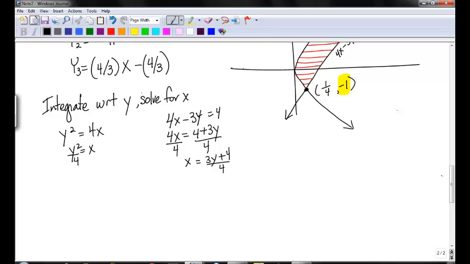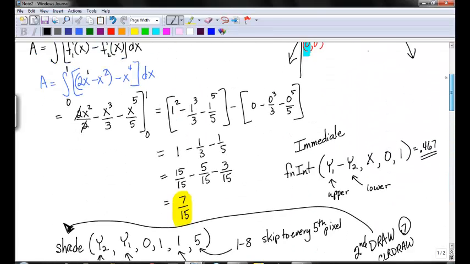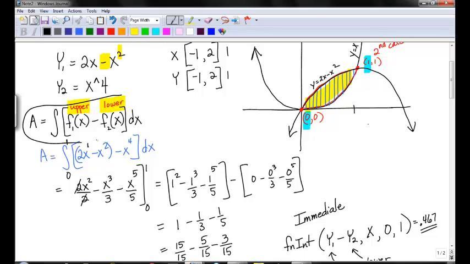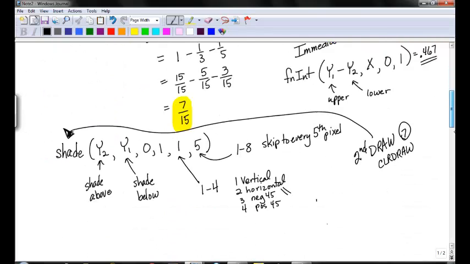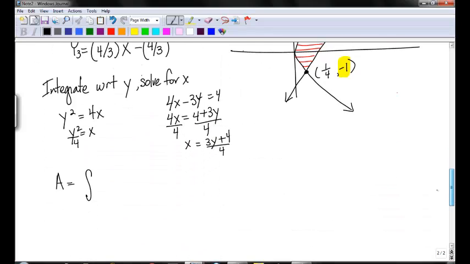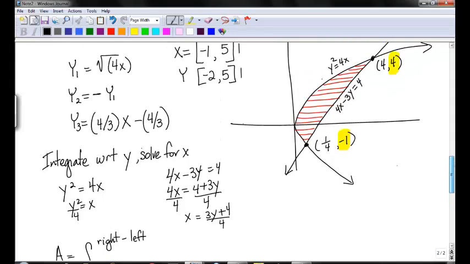Okay? So now you can figure the area using the horizontal slices. It's the integral of, now which one goes first? Before it was the upper one, right? When we figured this, it was the upper one minus the lower one. On this one, when we're doing horizontal slices, it is the one on the right minus the one on the left. The one on the right was the line.